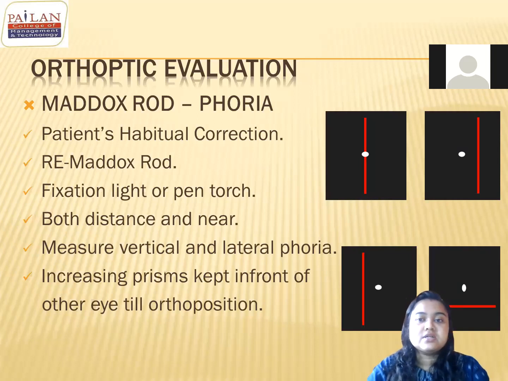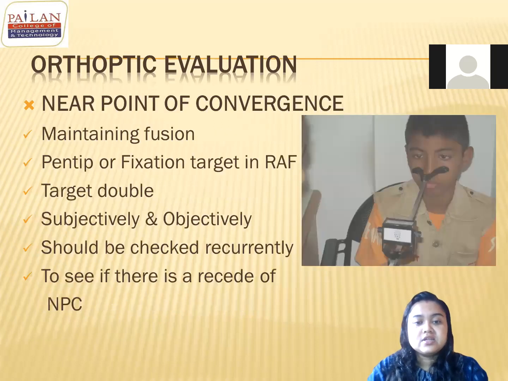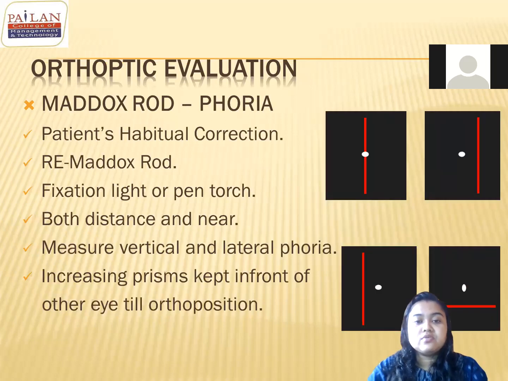Then we proceed to the second step, that is the Maddox rod test for phoria evaluation. After doing the Maddox rod test, once we judge the amount of phoria, we note it down. The Maddox rod test is done both for distance as well as near. So we note down the phoria status.